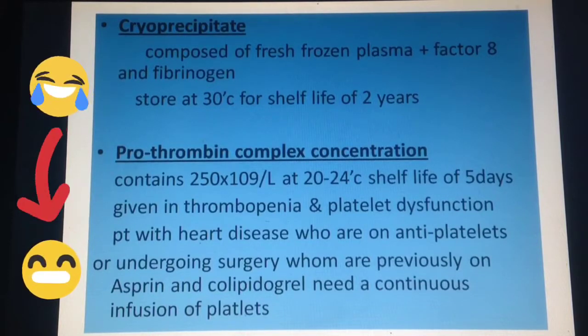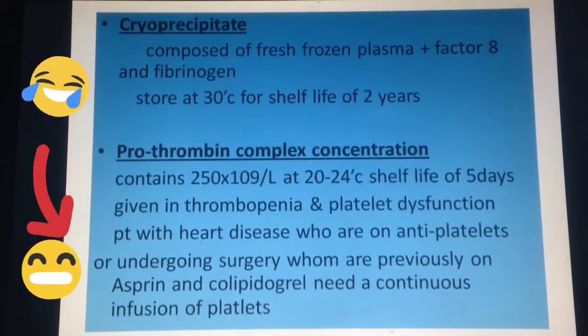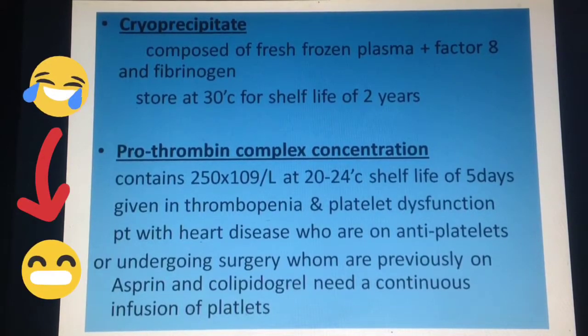This is given in a state of thrombocytopenia and platelet dysfunction. Thrombocytopenia is a condition in which the platelet number decreases, and platelet dysfunction is when the platelets are not functioning properly. This is also given in heart patients who are on antiplatelets, as well as patients who are taking aspirin and clopidogrel. So, in such a patient, a continuous infusion of platelets is given during surgery in order to control the bleeding that is inflicted upon cutting the body.